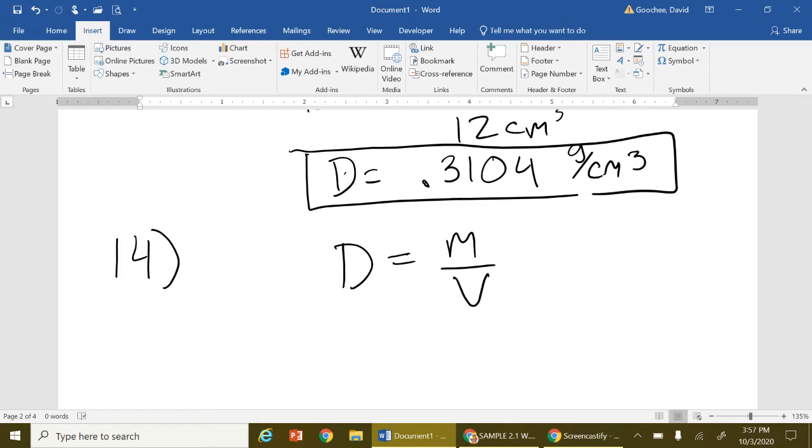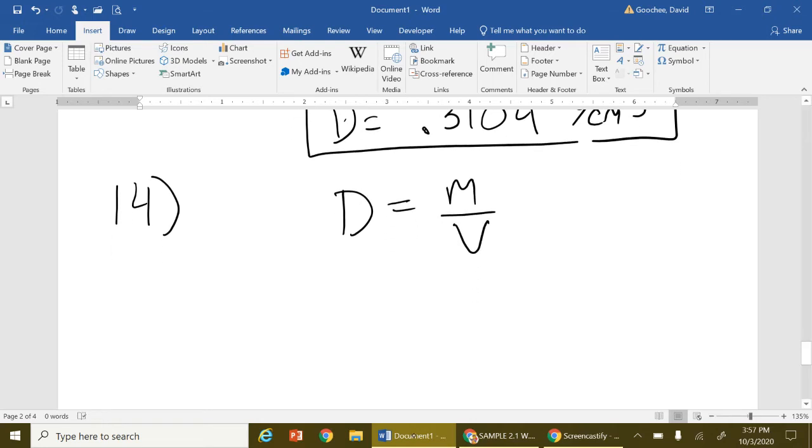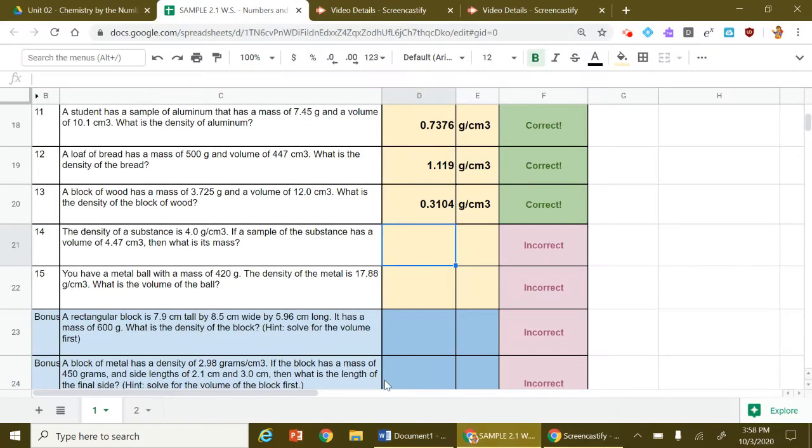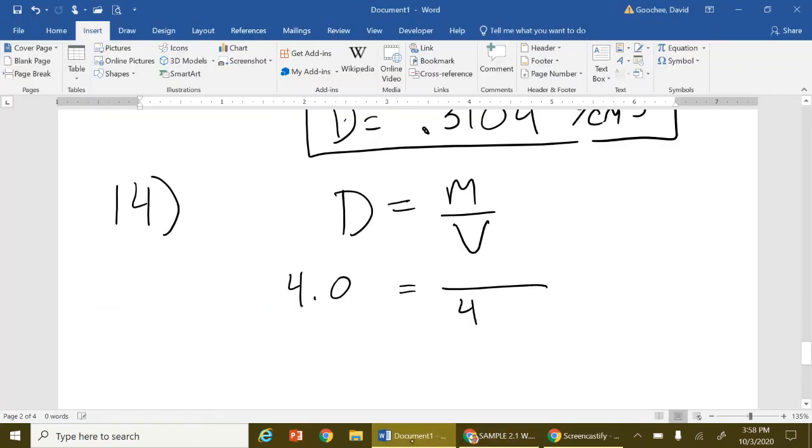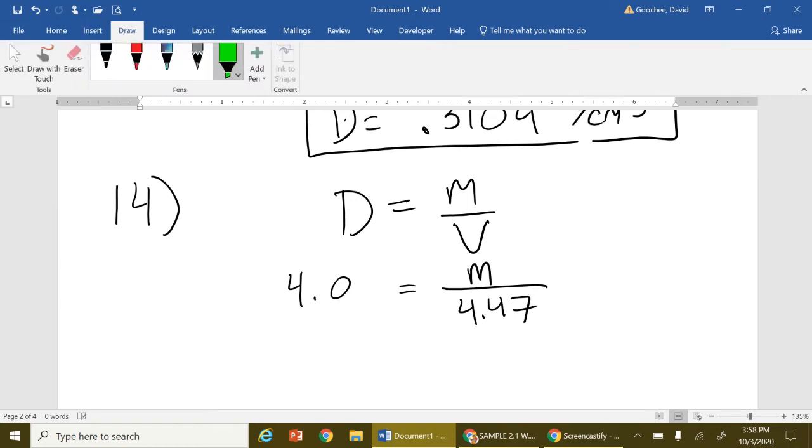You know the density. The density was given to you. It is 4.0 grams per cubic centimeter, okay? And you know what else you know? You know the volume. The volume is 4.47 cubic centimeters. And you need to find the mass. You are trying to find the mass.